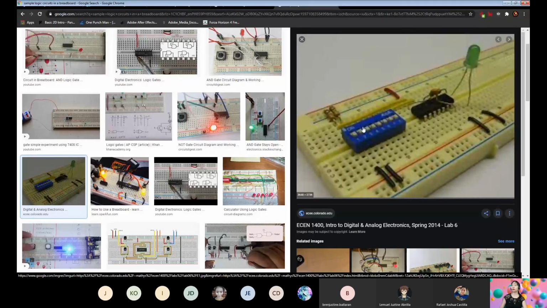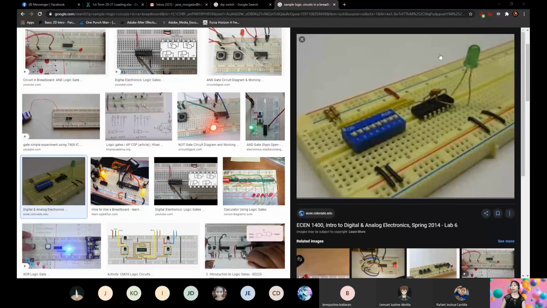Nakita nyo ba to? DIP switch. Can you see the DIP switch? Class? Class? Can you see the DIP switch, class? Ha? Yes? No? Yes, ma'am. Okay.